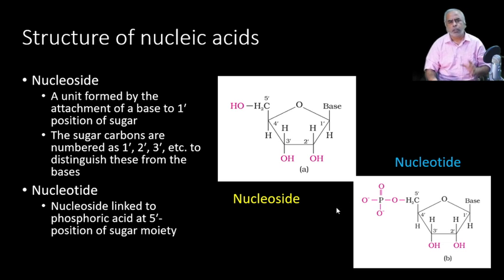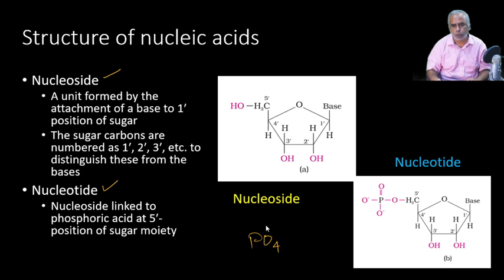Then let us talk about the structure of nucleic acids. We can have nucleoside and nucleotide. Let us discuss what a nucleoside is. The nucleoside will have this structure, whereas the nucleotide will have this structure. What makes the difference between these two? Can you find out the difference? Here there is no phosphate unit, whereas in the nucleotide you have the phosphate unit.